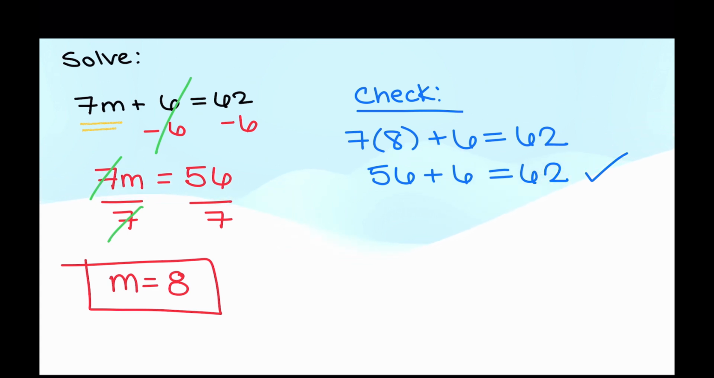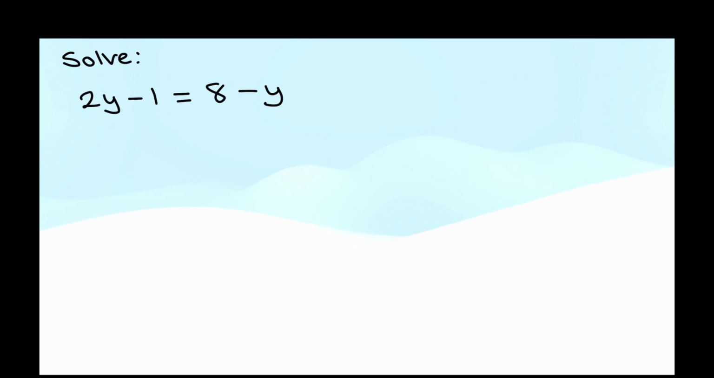All right, let's solve another one. Second example, 2y minus 1 equals 8 minus y. Step 1, simplify each side if necessary. There's no simplification to do here. The left side is 2y minus 1. Those are not like terms. We can't combine them. Same on the right. 8 minus y. Can't combine those.